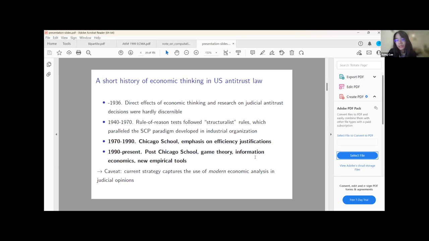One caveat I would offer at the very beginning is that this current methodology can only capture the use of the modern economic analysis that was developed after the 1970s. I'm not able to say anything about whether and how intensively the previous SCP paradigm, which was developed much earlier, like in the 1950s, was adopted. And I think that's still a black box, and I would look forward to future researchers looking into that. And that might challenge our conception about the prevalence of the Chicago School and whether that's actually a dominating thing in the history of antitrust.